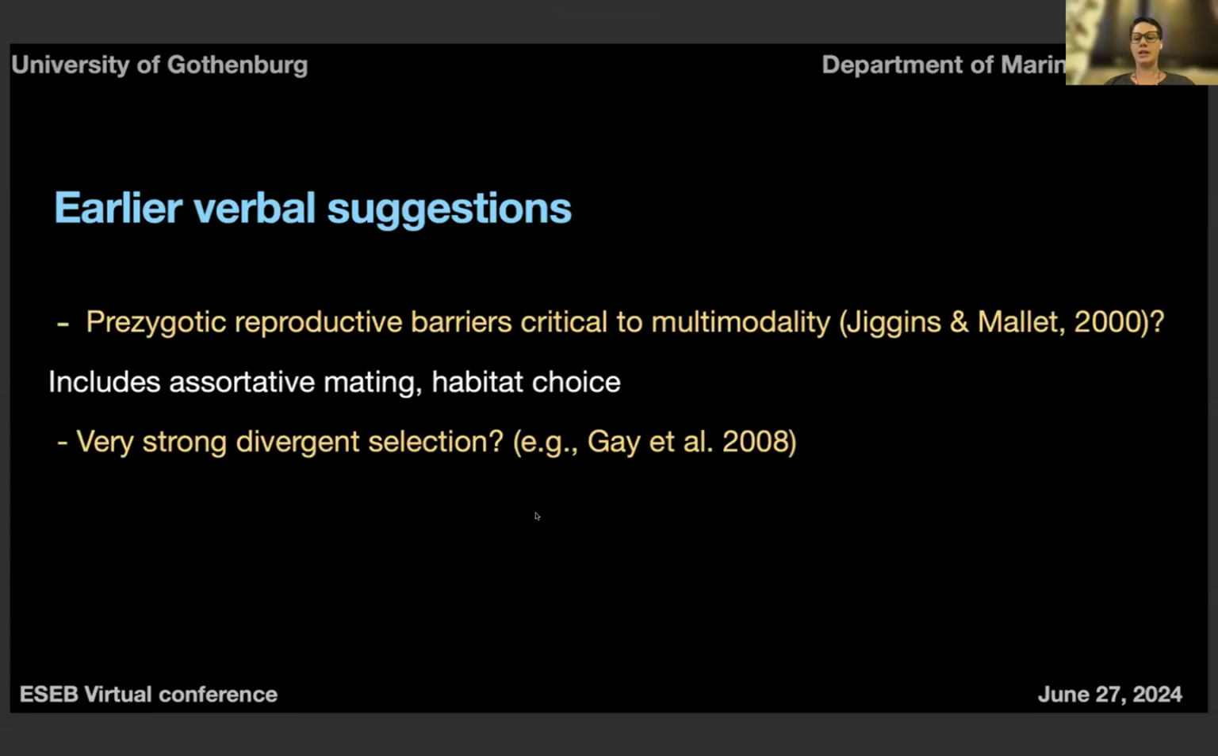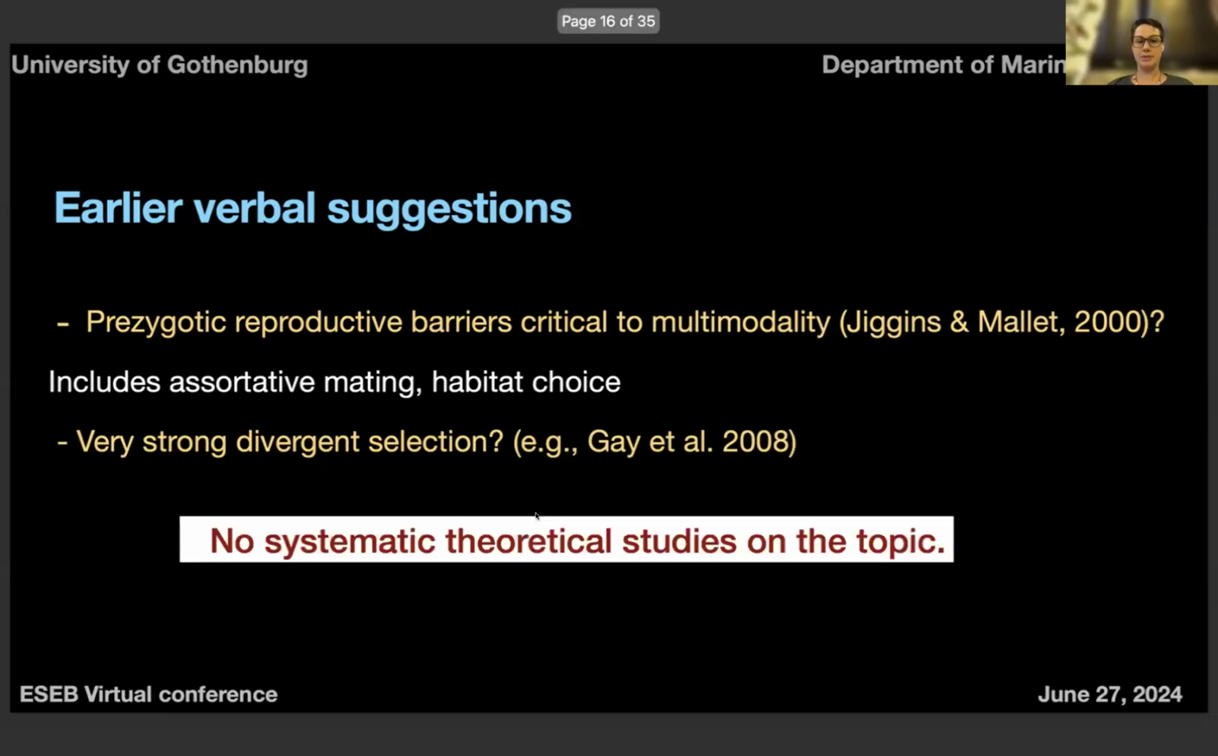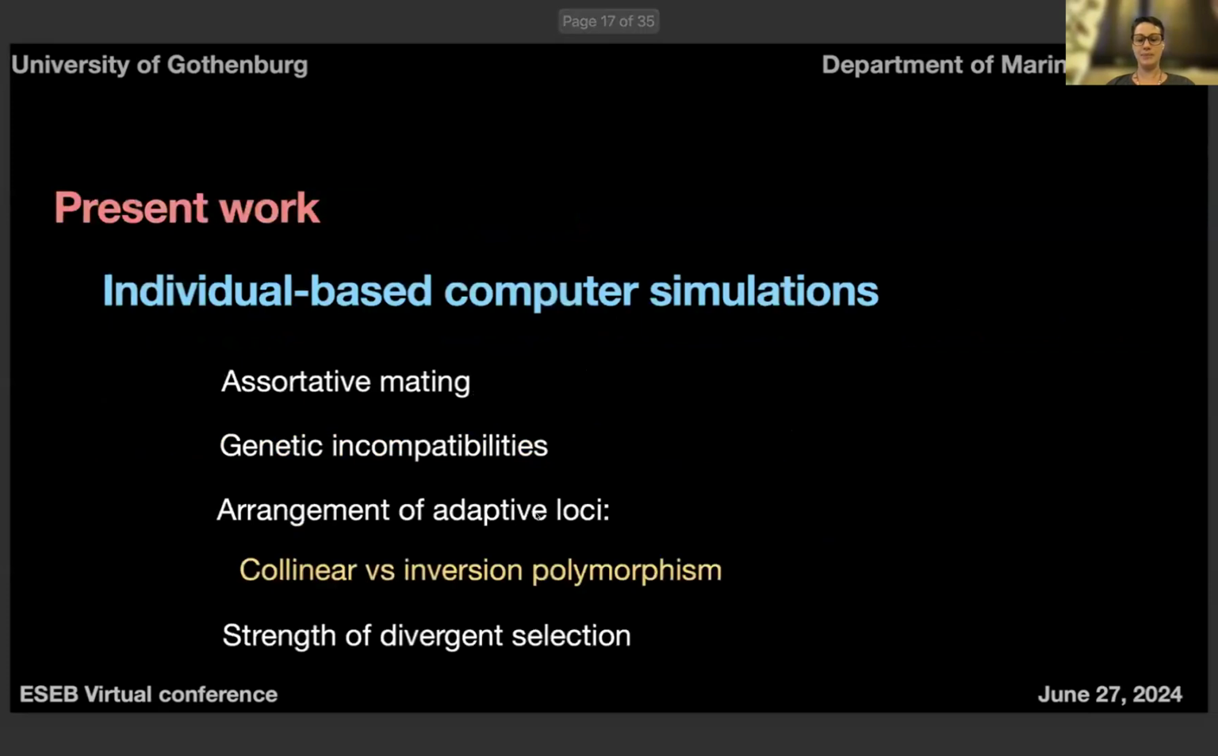There are, of course, some educated guesses from before that pre-zygotic reproductive barriers are potentially critical to multimodality, for example assortative mating or habitat choice, or that when we see multimodality, it's an indicator of very strong divergent selection. But of course, there are still no systematic theoretical studies on this topic. So what we plan to do here is to use an individual-based computer simulation to turn on and off different potential mechanisms that can change the modality of the hybrid zone, and to see what is realistic, what is trivial, and so on.